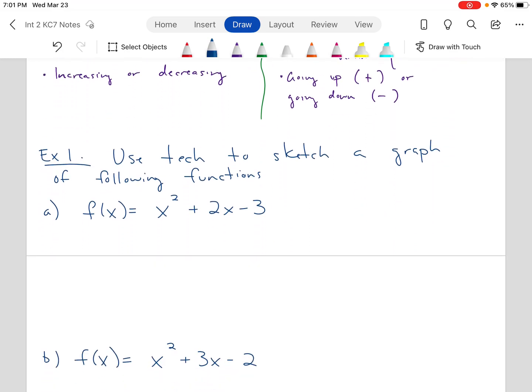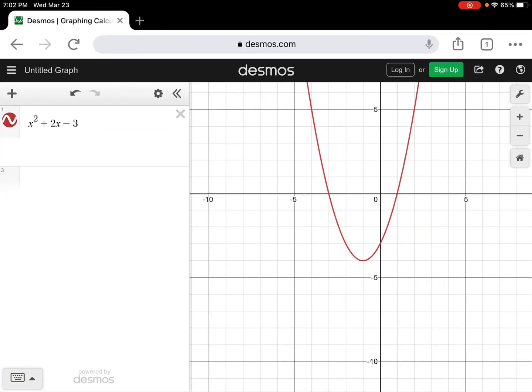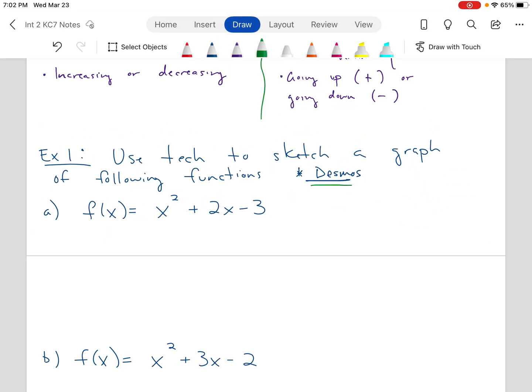Okay, so for example, our first example, I want you to use technology to sketch the graph of the following functions. And to do this, I want you to use Desmos. Okay, so you could use your graphing calculator if you like. I can show you how to do that in the classroom, or you can use Desmos. So that's what I'm going to do. I'm going to go back to Desmos, and I already have it on here, and I plugged in my function. Now notice that you only have to plug in this section of the function.